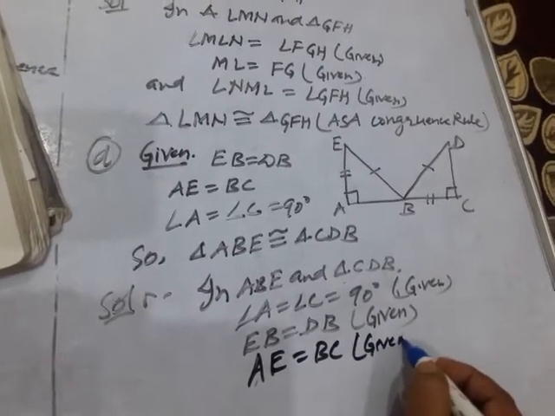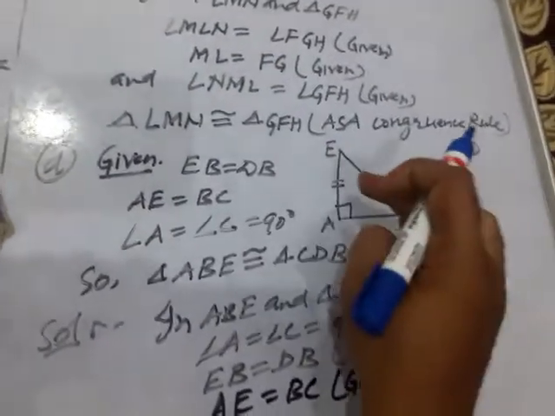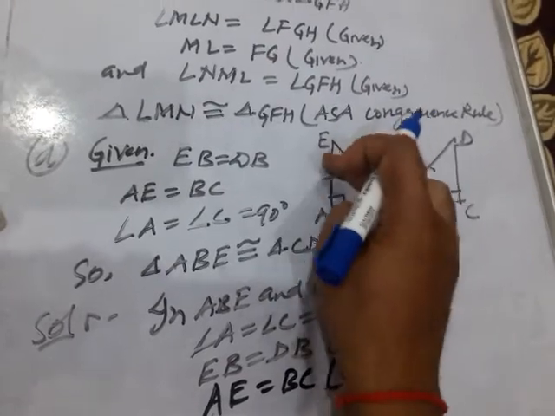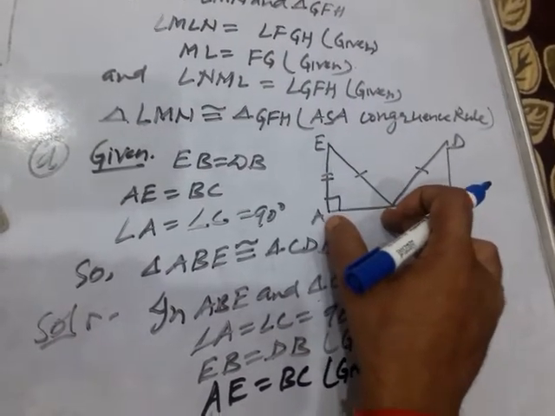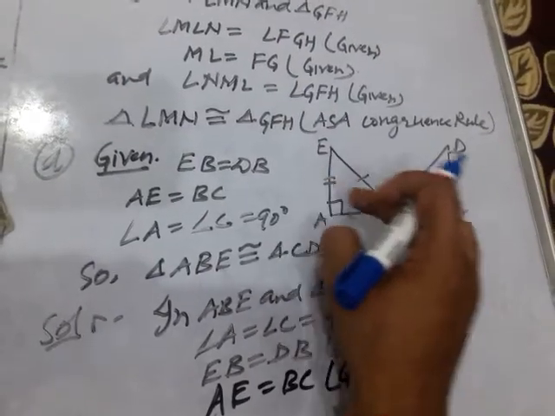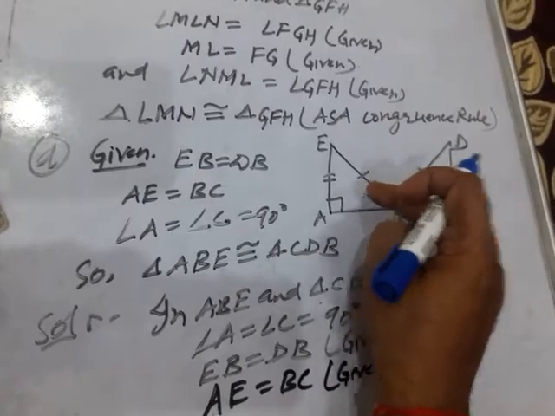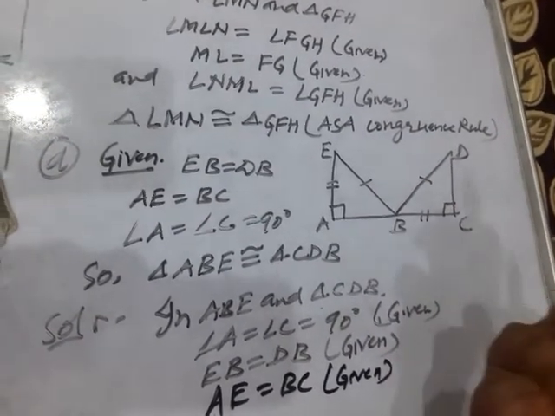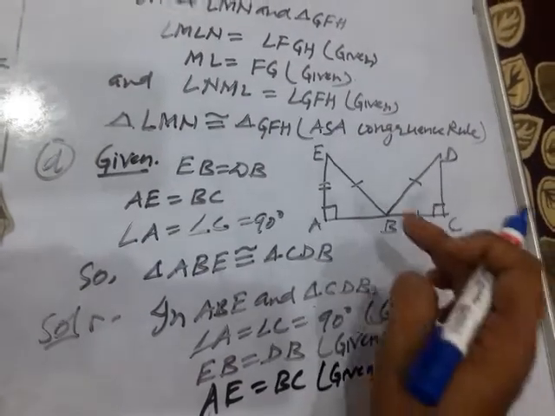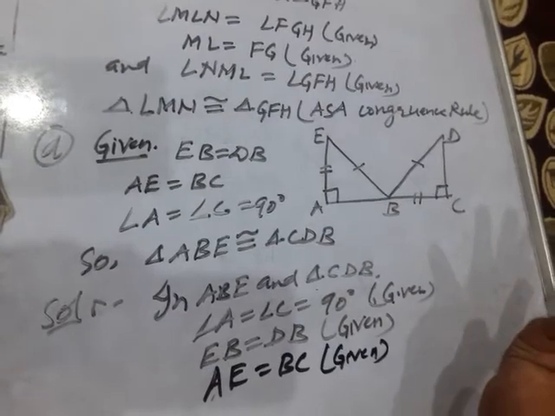Now you see, children, which congruence criteria we can apply over here. See, this is side, angle, side, angle, side. About this side we don't know anything. So side, angle, side cannot be used. Clear? Three sides are equal, no, it is also not applicable here. Then what? ASA, that is angle, side, angle. Clear? This is also not befitting.